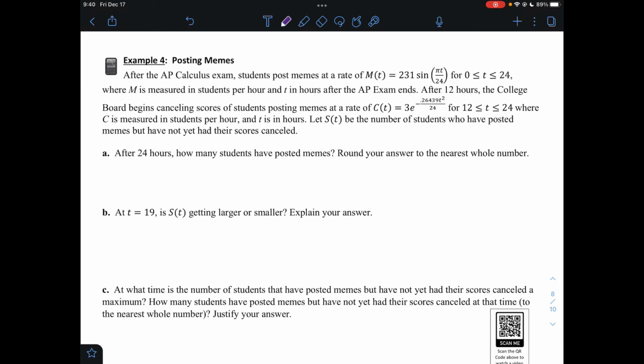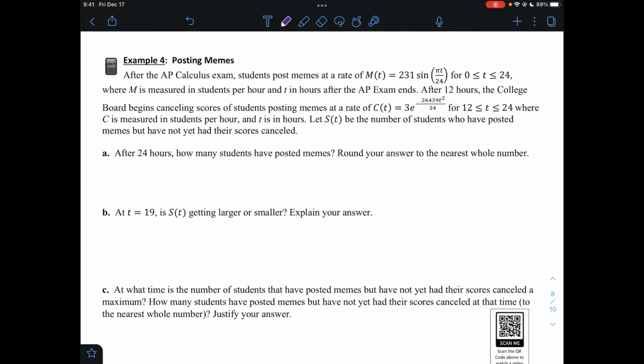All right, this is a calculator problem called posting memes. After the AP Calc exam, students post memes at a rate of m of t for 24 hours, where m is measured in students per hour and t is in hours after the AP exam ends. After 12 hours, the College Board begins canceling scores of students posting memes at a rate of c of t from 12 to 24, where c is measured in students per hour and t is in hours. Let s of t be the number of students who have posted memes but have not yet had their scores canceled.